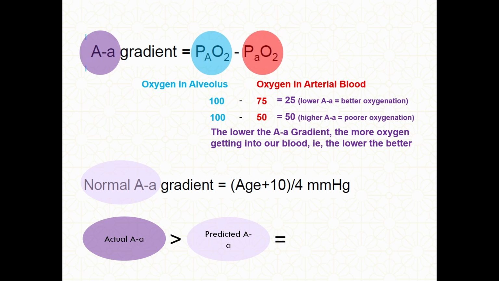If the AA gradient was higher than what was predicted, that would be a concern and indicate that there is possibly a problem with that respiratory membrane. So you're thinking diffusion block there. An example of that might be like in pulmonary fibrosis or emphysema. We have destruction or thickening of that respiratory membrane, which makes it harder for oxygen to cross. We of course have our ventilation perfusion mismatching, which you have a whole video on. So that could be another reason that that AA gradient would be increased.